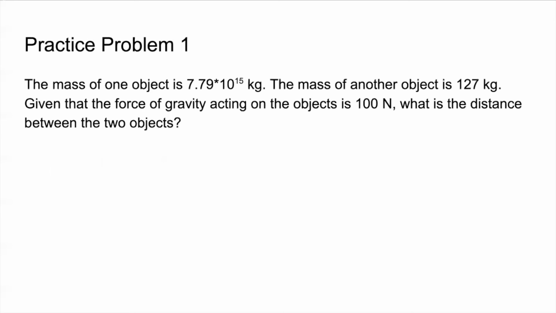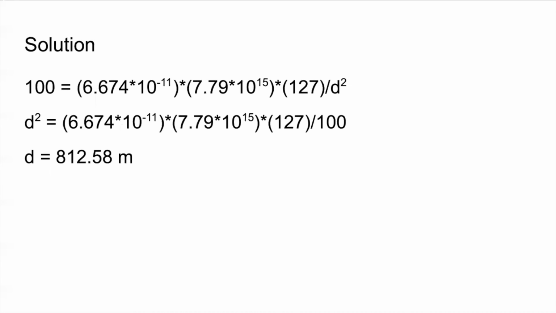So now here's a practice problem. If you want to give it a try, pause the video here. The solution will come in 3, 2, 1. So we just used the formula for the force of gravity. F is equal to G m1 m2 over d squared, and plugging in all the values. And then we can isolate d squared by multiplying both sides by d squared and dividing both sides by 100. And finally, taking the square root of both sides, we get that d is equal to 812.58 meters.